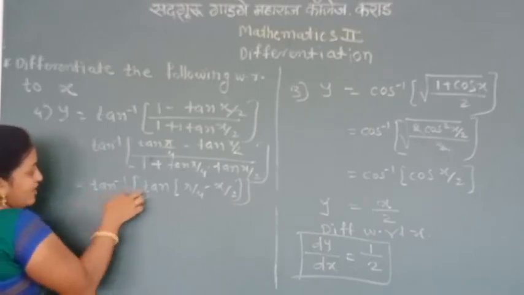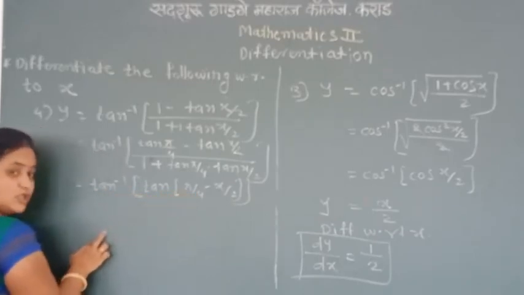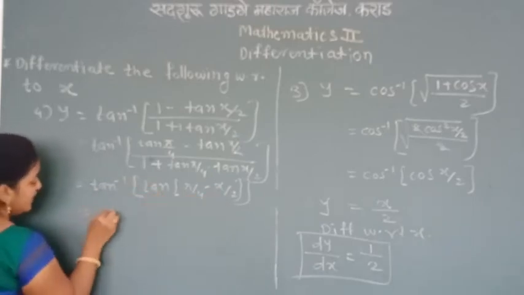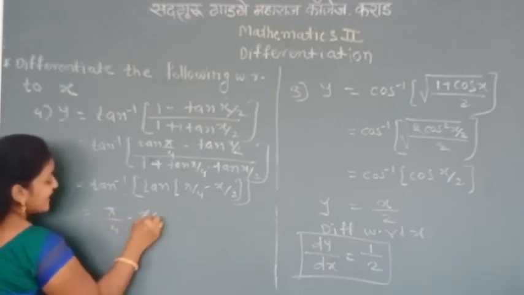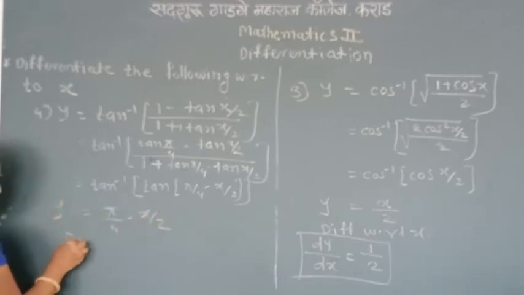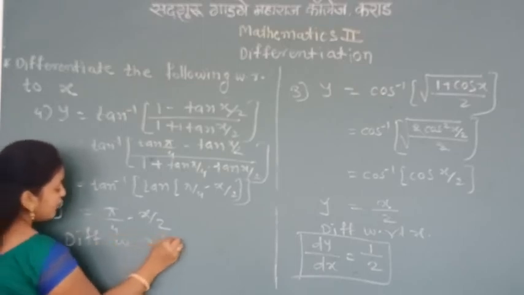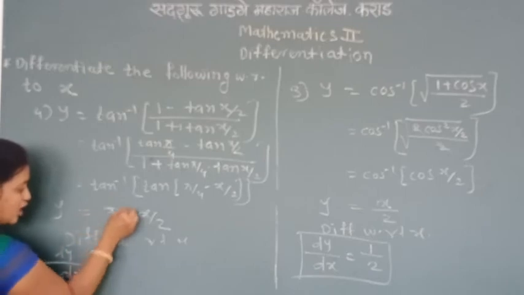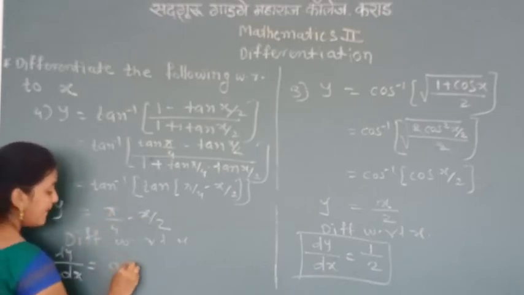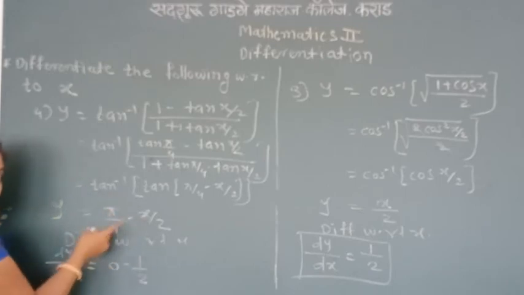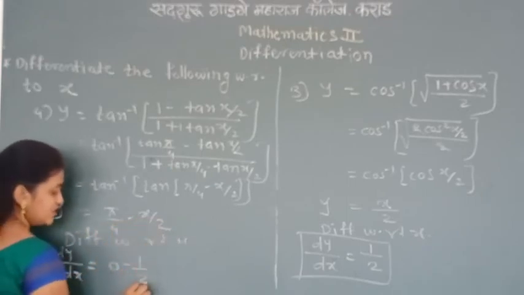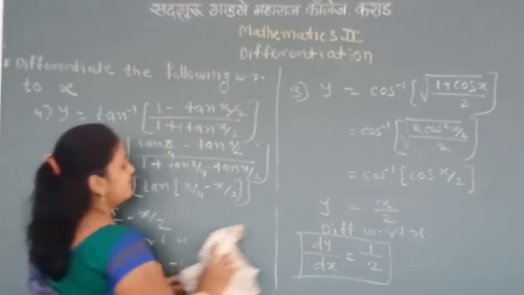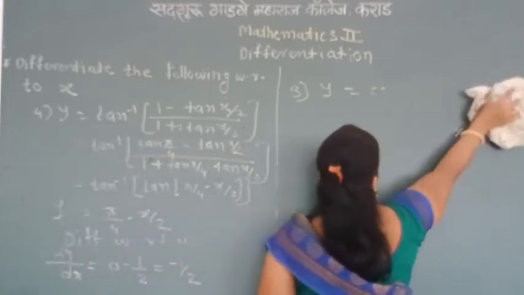So we know that tan inverse of tan x, we can write only x. So here tan inverse of tan of pi by 4 minus x by 2, we can write only pi by 4 minus x by 2. Now it is very easy to differentiate with respect to x. So dy by dx is equal to pi by 4 is a constant term, so derivative is 0, minus 1 upon 2, constant, take it outside. What is the derivative of x, which is 1? So your final answer is minus 1 by 2. Now next example, fifth example.